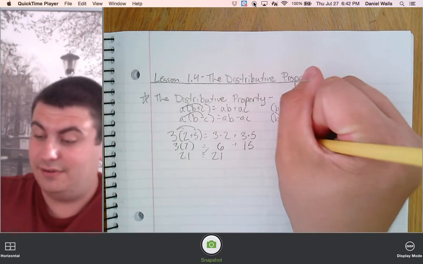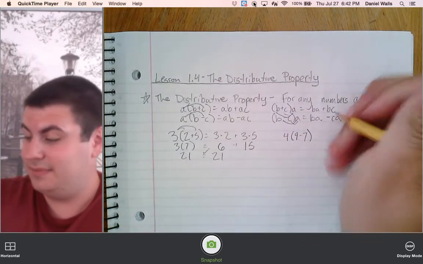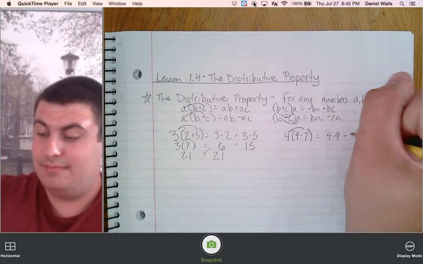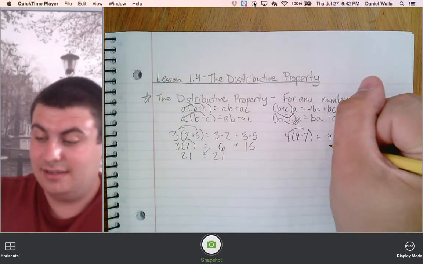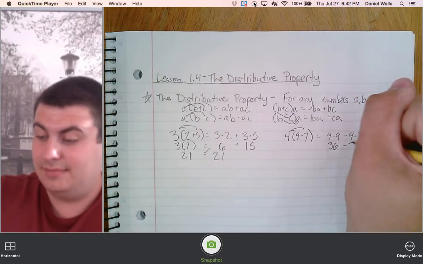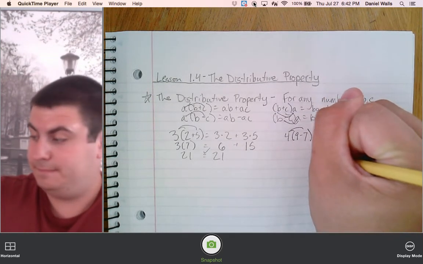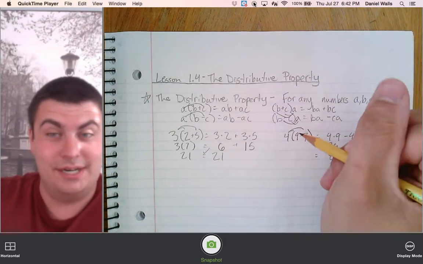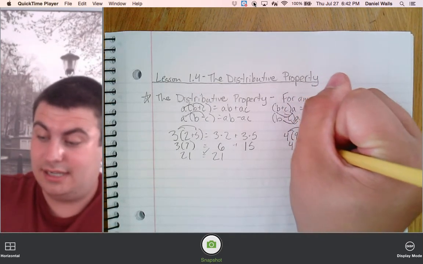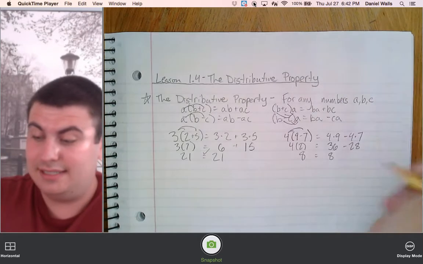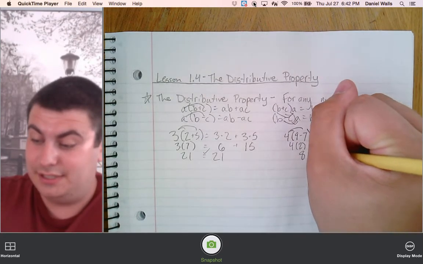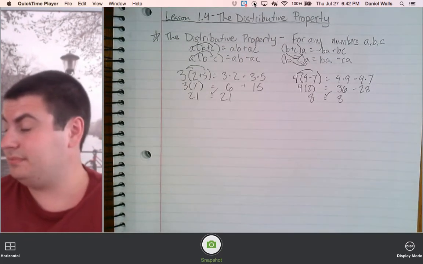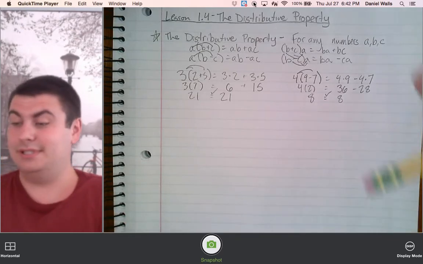Also, if we took 4 times 9 minus 7 and distributed, we got 4 times 9 minus 4 times 7, which is 36 minus 28, which is 8. With order of operations, we did our grouping first, so 4 times 2 is 8, which equals the 8 we got using distribution. So we know that this works. We know we can trust this method. Let's look at a couple more examples.